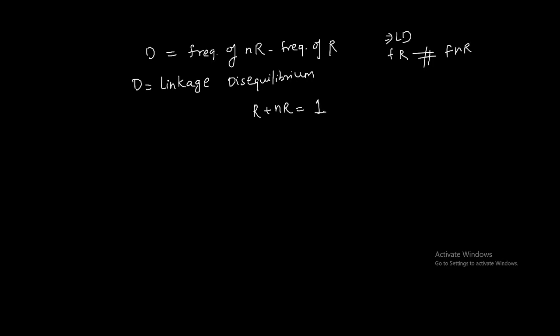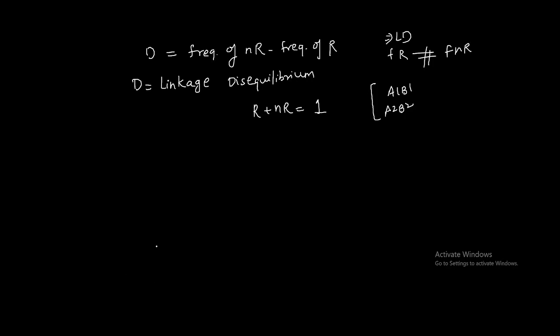And always remember, the frequency of the non-recombinants is most of the time high because they are parental type. For example, if you go to my previous slide, A1, B1 and A2, B2, these are the parental types. So the chances of the non-recombinants is going to be high in comparison to the frequency of recombinants in case of the linkage disequilibrium I am talking about. Okay, so that's how you can calculate the linkage disequilibrium.